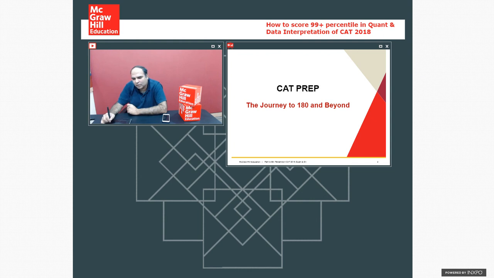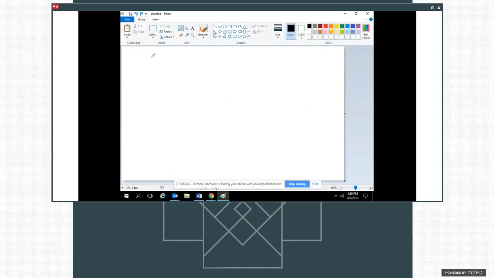First things first, as you can see on this slide, the journey to 180 and beyond. If you look at CAT and a 99 percentile score, it is not about the 99 percentile per se, and you do not focus on the percentile score you get. That's the first thing. If you look at the experiences of CAT 2016 or CAT 2017, or even a couple of years behind, with the current pattern of the CAT, where you've got 100 questions and the total scale score is out of 300.